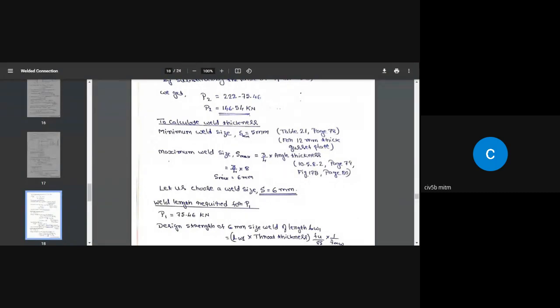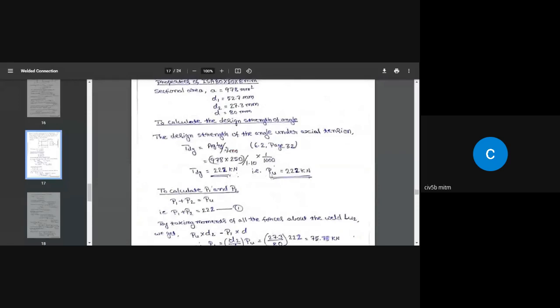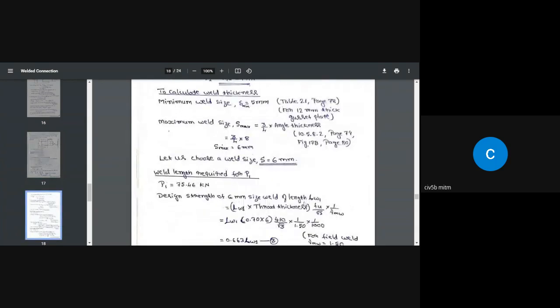Go to the next page. On page number 80, at the top, you will see figure 17b. This angle, if you consider any angle, this is the rounded edge. This is also the rounded edge. So as per the code and as per figure 17b, the maximum size of the weld we can put is 3/4 of the thickness of the angle section. So that is 3/4. What is the thickness of the angle section? 8 millimeter.